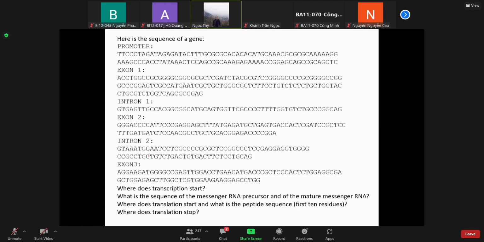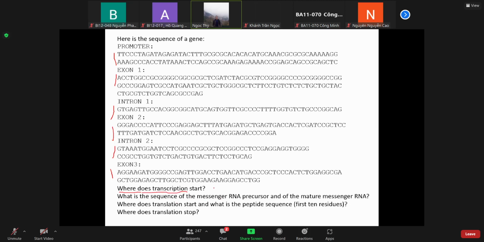Okay. So now, to finish today's lecture, I give you an exercise. This provides the sequence of a gene with the full sequence categorized for you. So this is the promoter, this is exon, intron, exon, intron, and exon. So it's a gene with 3 exons and 2 introns. Please identify for me where the transcription starts. What is the sequence of the mRNA precursor?